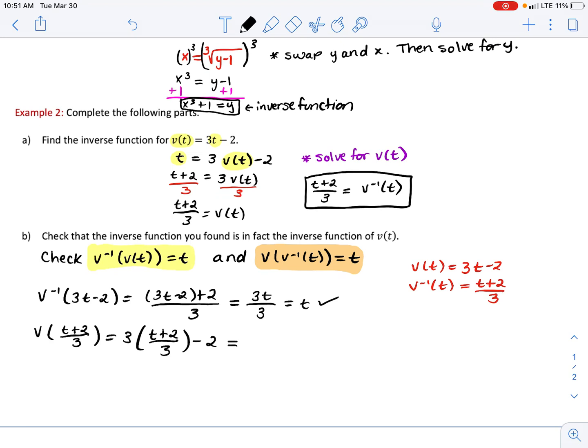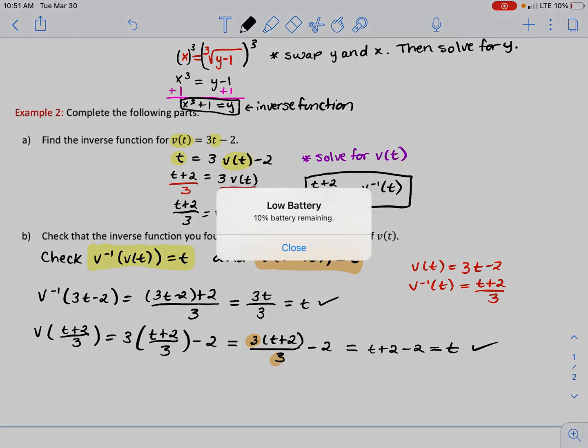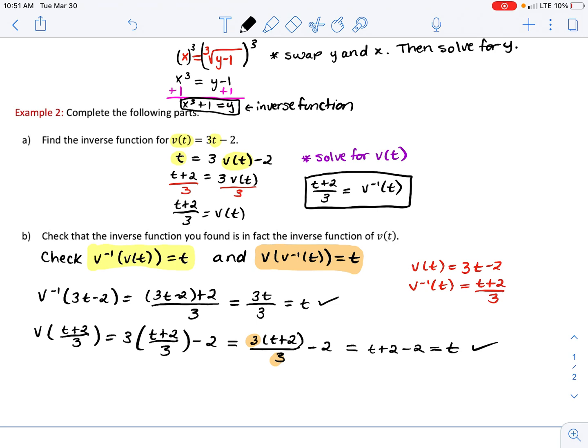Okay, and so what we have here is 3 times (t plus 2) divided by 3, minus 2. And when we simplify this rational expression, we see that these 3's cancel here. So we're left with t plus 2 minus 2, which is just equal to t. And so we verified that, in fact, v inverse of t, the inverse function that we found, is correct. So (t plus 2) divided by 3 is in fact the inverse function of v of t.